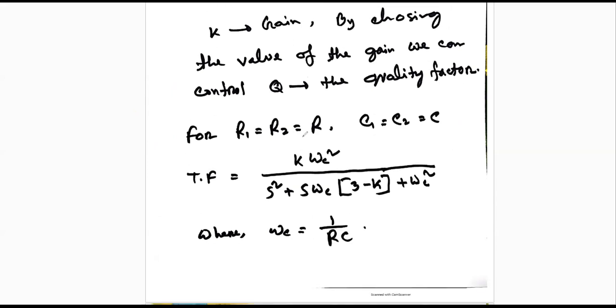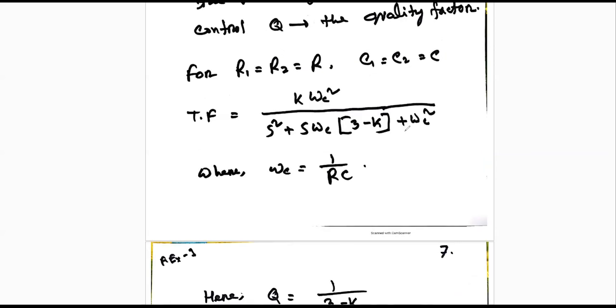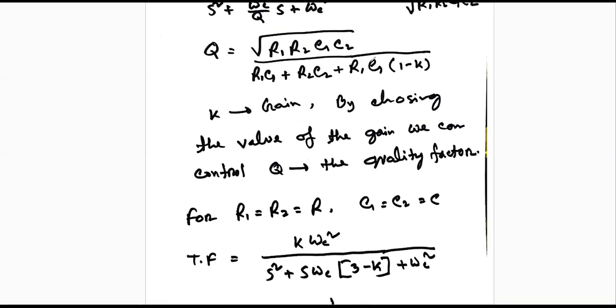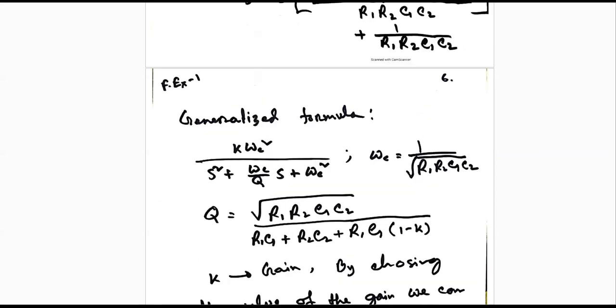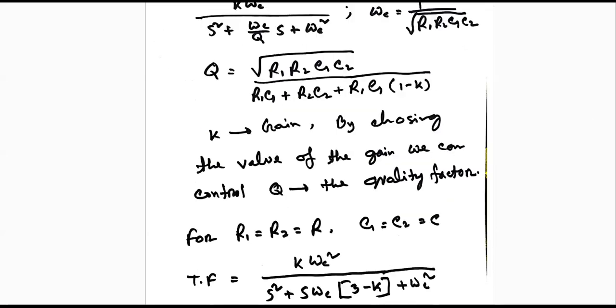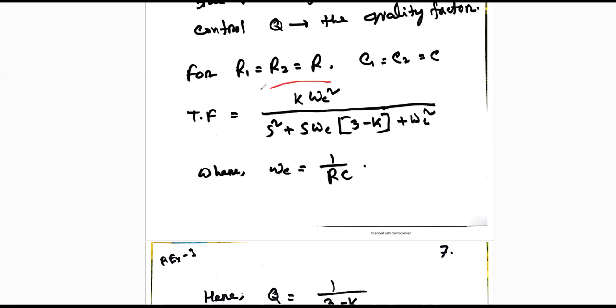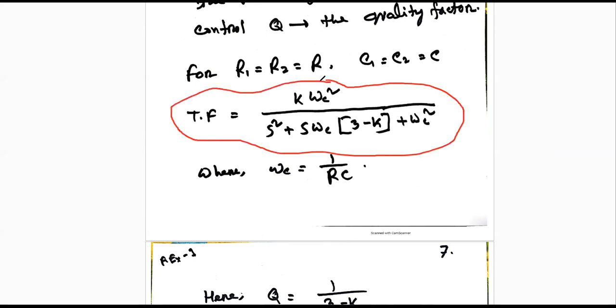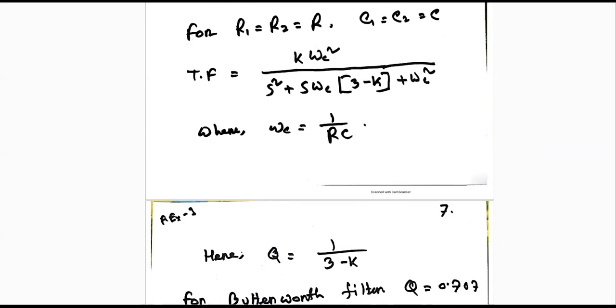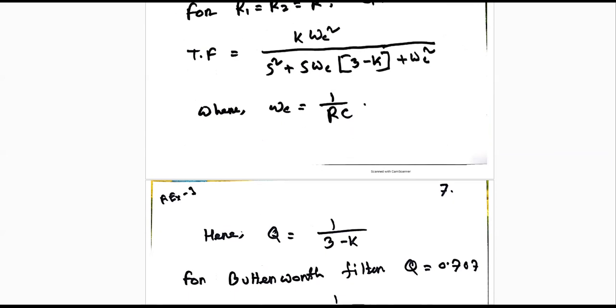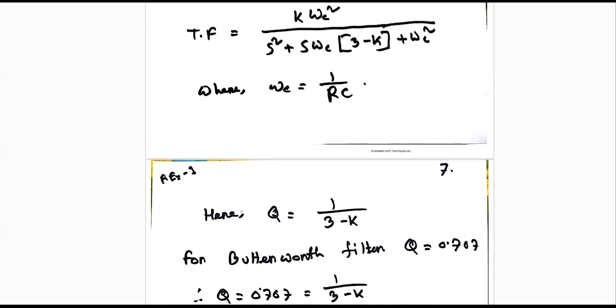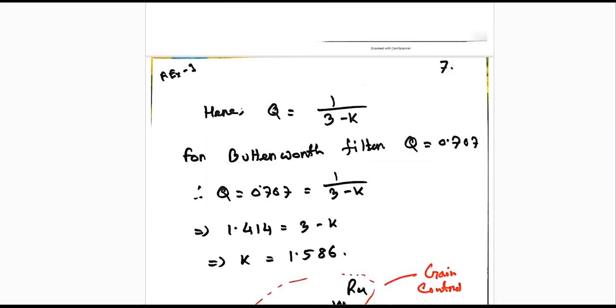For R1 equal to R2 equal to R, and C1 equal to C2 equal to C, we can find this equation. It's very easy, just put those values into this transfer function and you will find this equation. This is the transfer function where the resistors are equal and the capacitors are equal in value, where omega C is equal to 1 over RC, and Q is equal to 1 divided by 3 minus K.